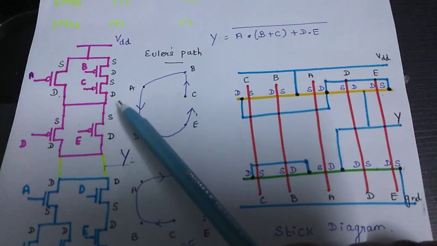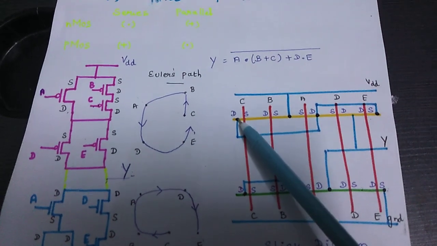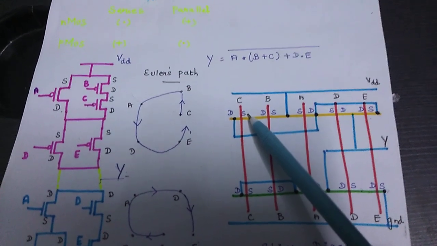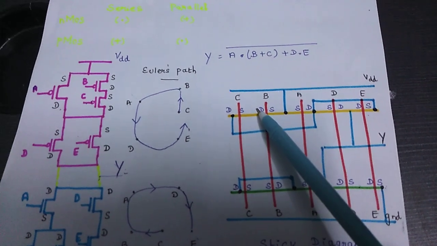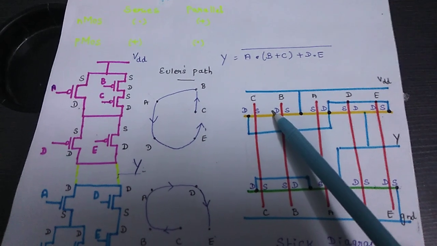The first terminal is the drain, and that drain has to be marked here. Then the source of C is connected to the drain of B. In parallel, you can look at the schematic diagram on the left hand side.